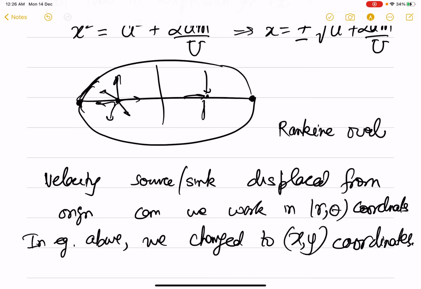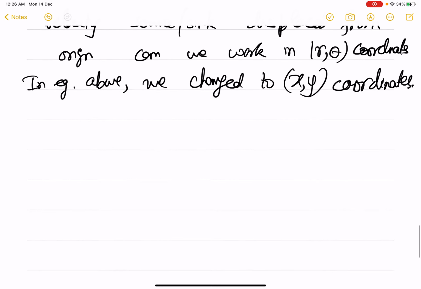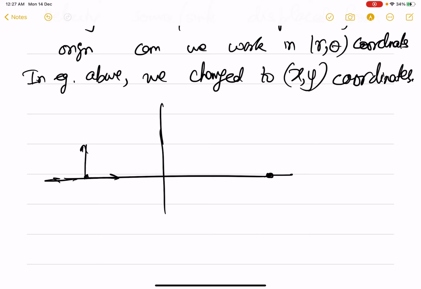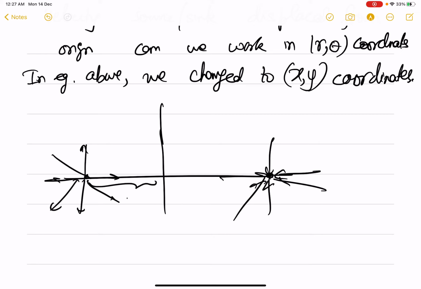And let me illustrate this with just this. I'm not going to consider the source because of the uniform flow. Suppose we had the source and the sink.